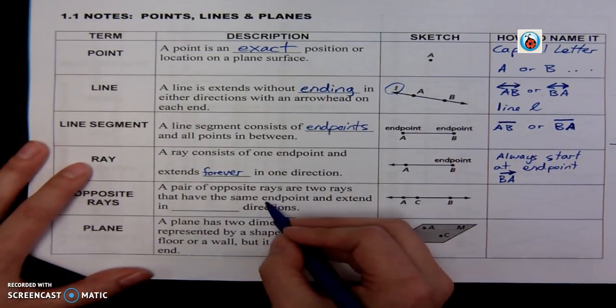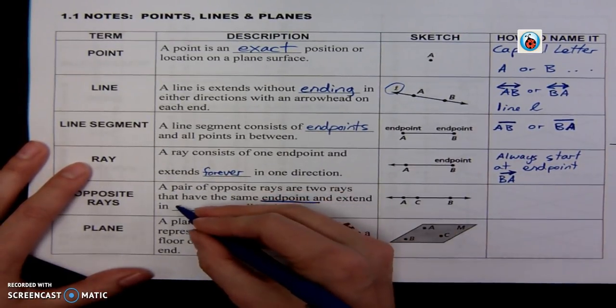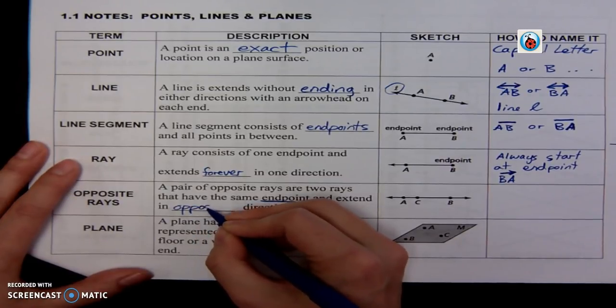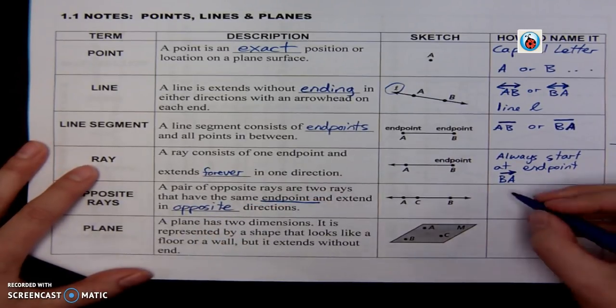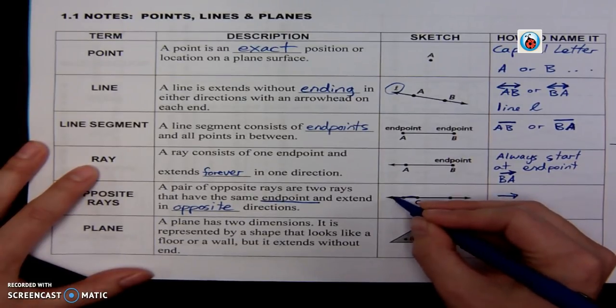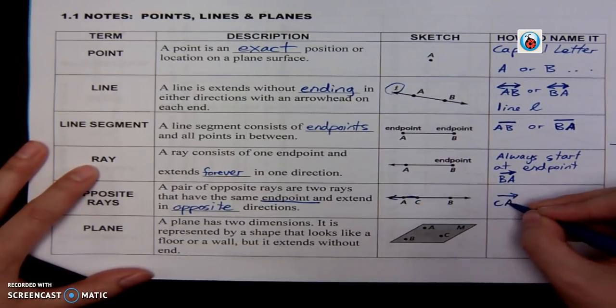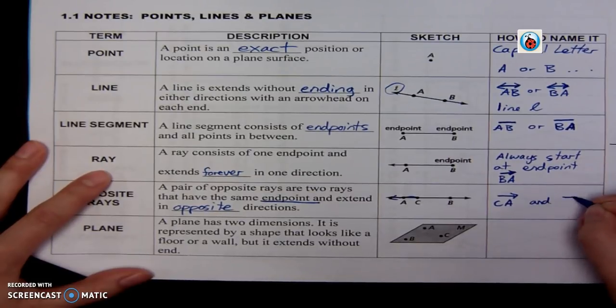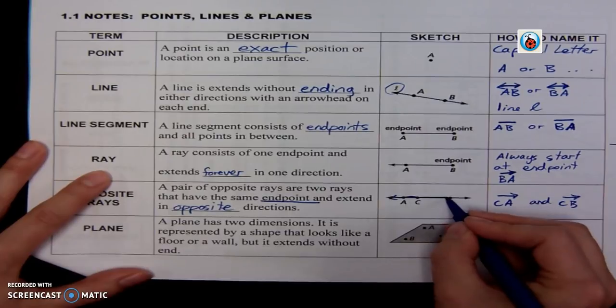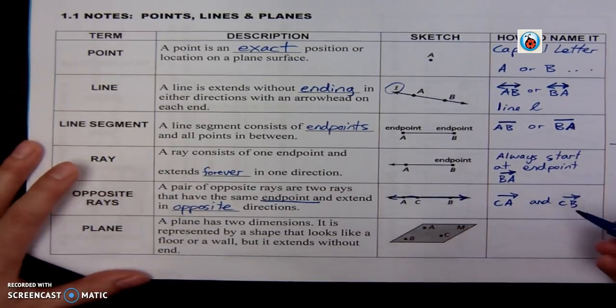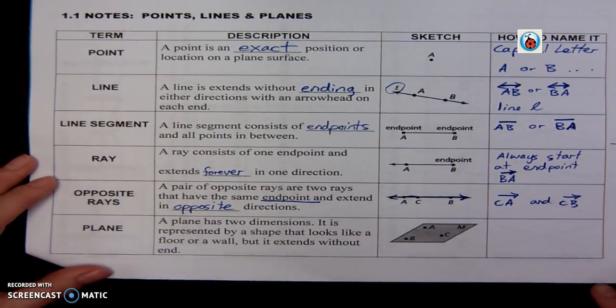Okay, opposite rays have the same endpoint and they extend in opposite directions. And so this would be ray CA going this direction and ray CB going this direction. Those are called opposite rays. That becomes important in some problems we do.